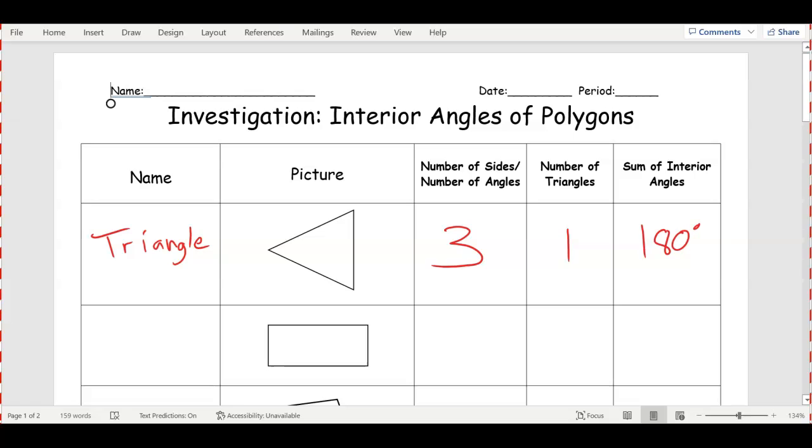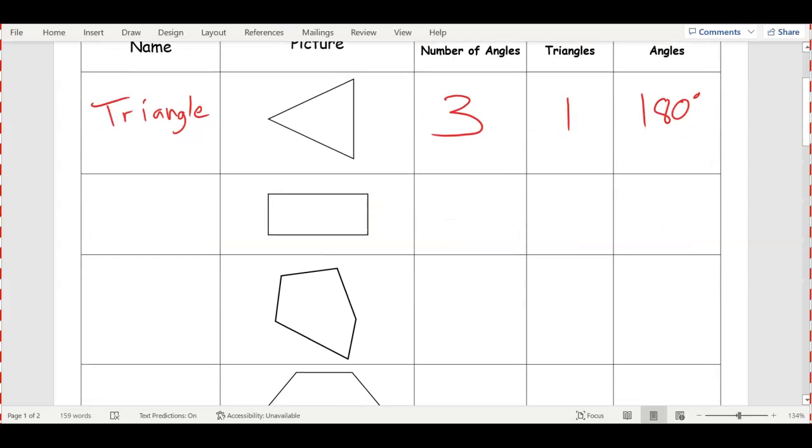All right, moving on. Second one. Now, I know what this looks like, but what do you call all 4-sided figures? Quadrilateral. Okay, it looks like a rectangle, but it's a quadrilateral also. Now, how many sides and angles? Obviously, we have 4, right?